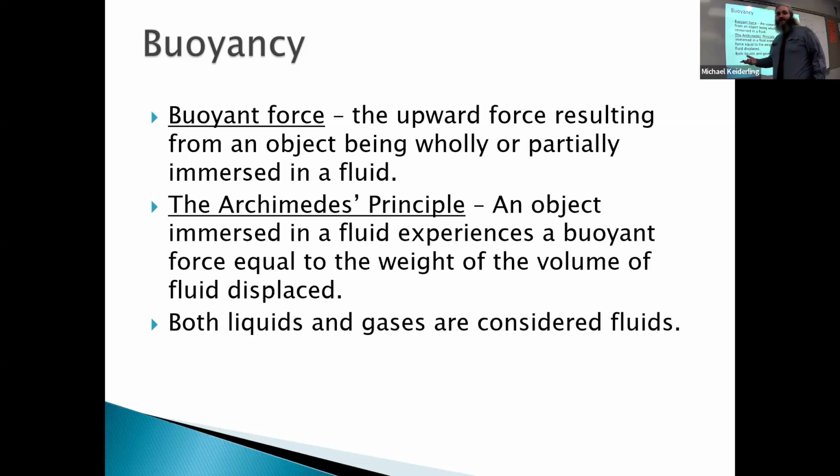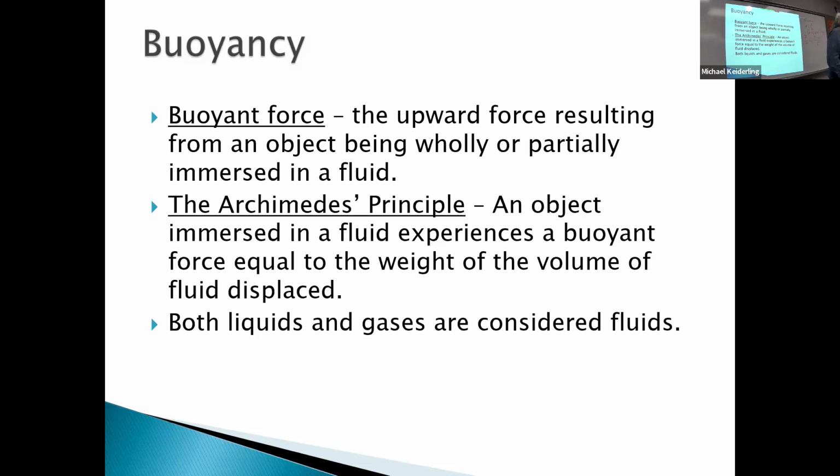So that's Archimedes' principle. An object immersed in a fluid experiences a buoyant force equal to the weight of the volume of fluid displaced. And for fluids, that's both liquids and gases. So if something has more weight than the fluid it displaces, it will sink, like so. That ball bearing has more weight than the weight of water it displaces, because it's more dense than water.